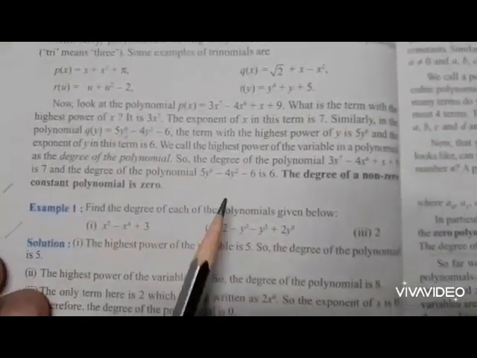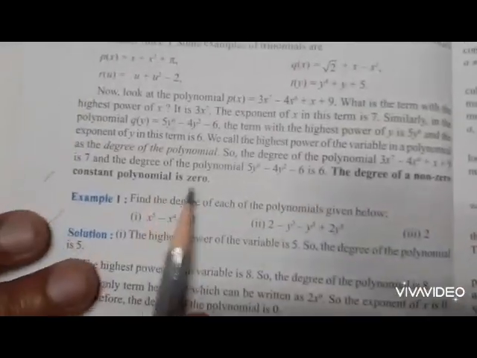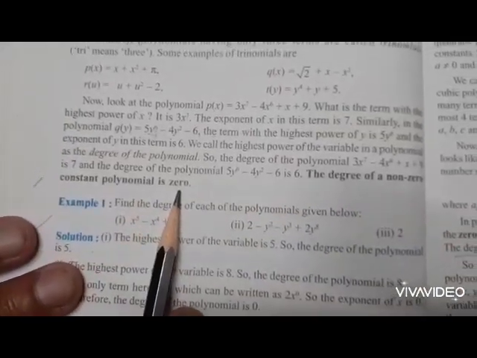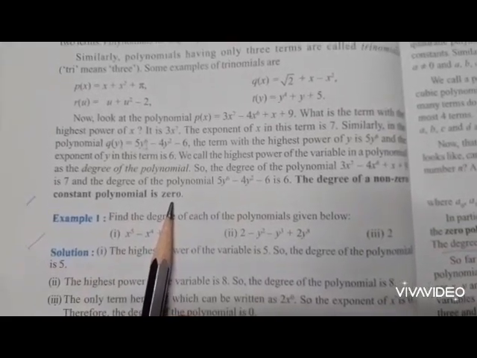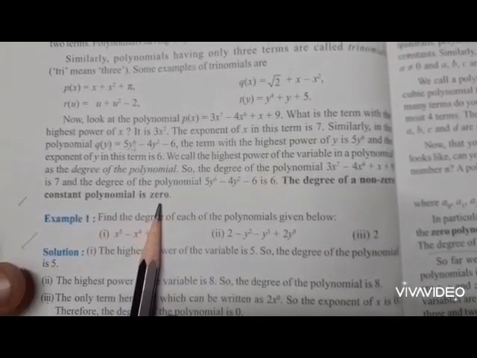And now the degree of a non-zero constant polynomial will be 0. A constant polynomial means only a constant term is there, so it has no variable power. So the degree will be 0.